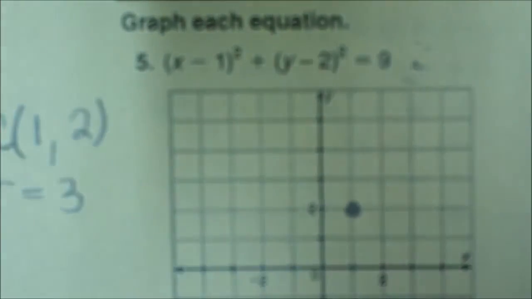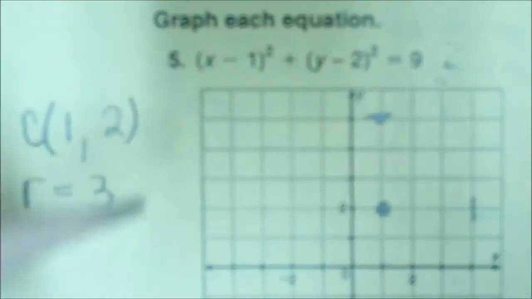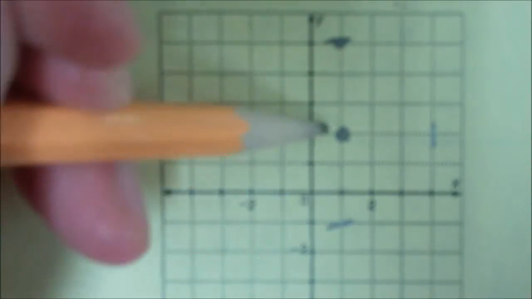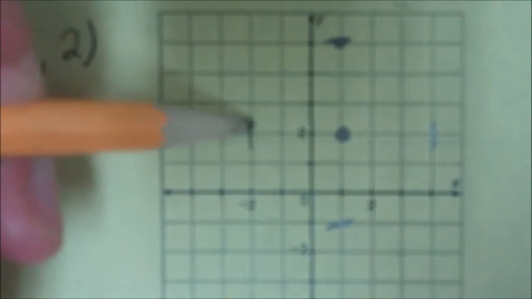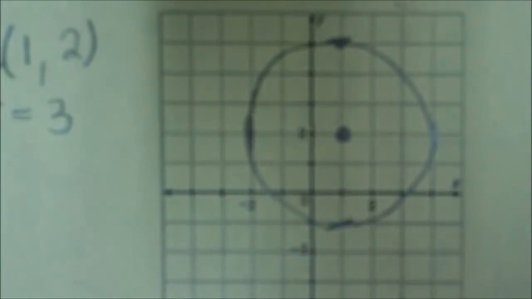From there, we go to the circle and we plot the point, the center 1, 2, over 1, up 2. That's my center. Then I'm going to go a radius of 3 all the way around. So I'm going to count 1, 2, 3, put a point. 1, 2, 3, put a point. Go down 3, 1, 2, 3, and over 3, 1, 2, 3. Then I'm going to connect them. And that's my circle. Not very pretty, but it's a circle.